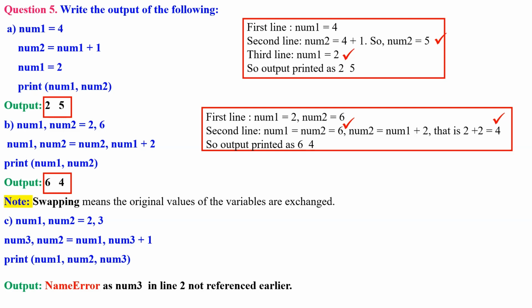In question C, in the second line, num3 is being assigned the value of num3 plus 1, but num3 is not defined before this assignment. This will raise a name error since num3 is referenced before assignment. Therefore, the code will throw an error.